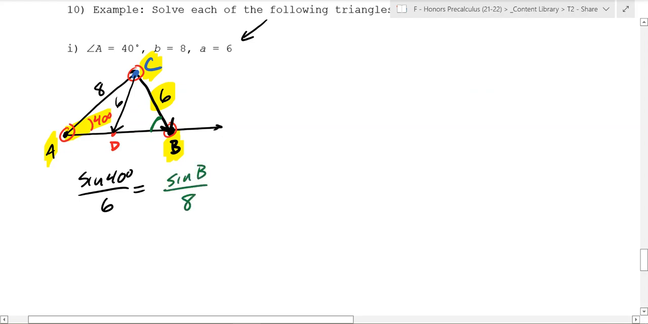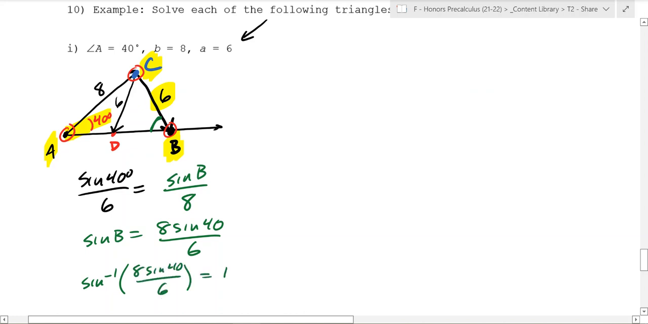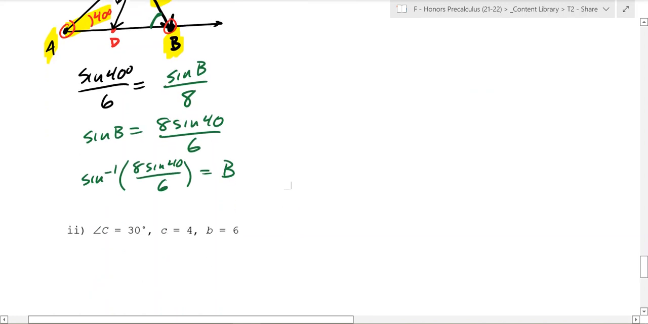And what this allows us to do is solve for angle B. So when you multiply by 8, you end up with sine of B is equal to 8 sine of 40 over 6. So sine inverse of 8 sine 40 over 6 is going to be B. When you do that, you end up with angle B equal to 58.987 degrees. So then how do you go about finding the others?